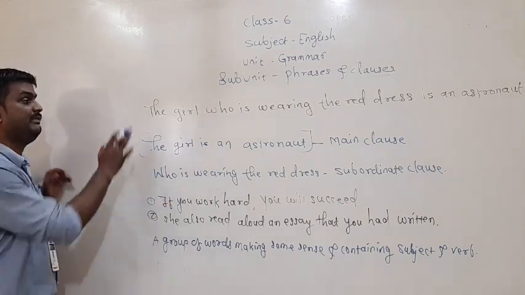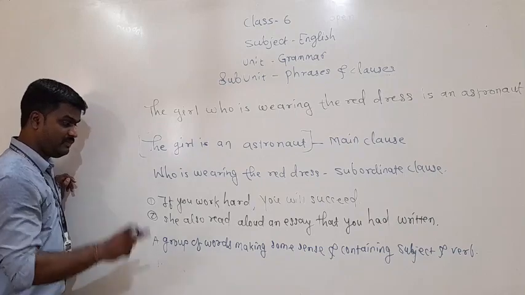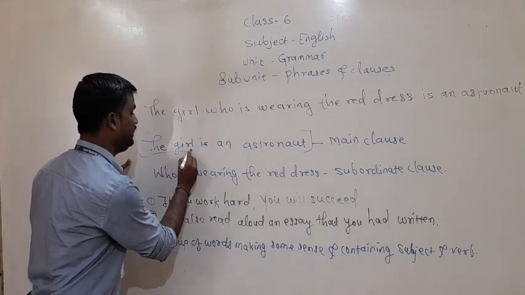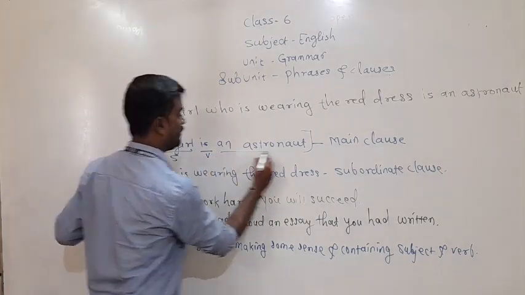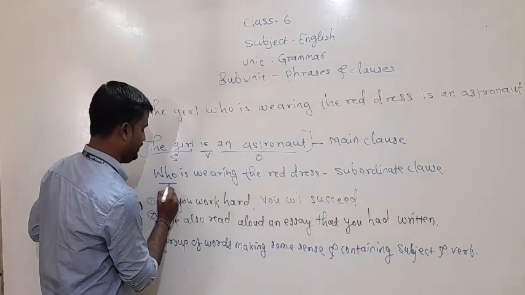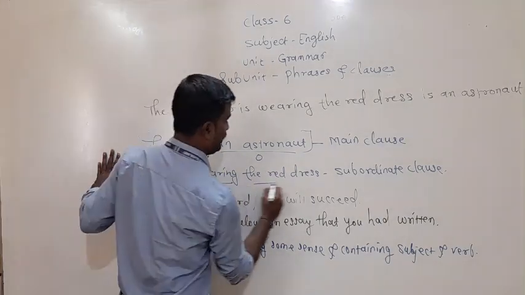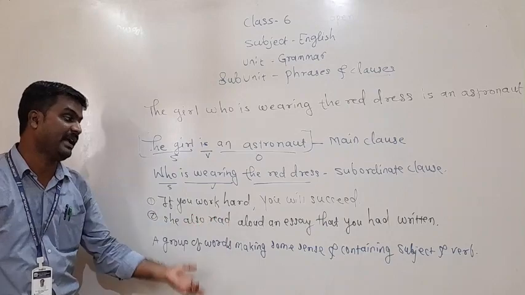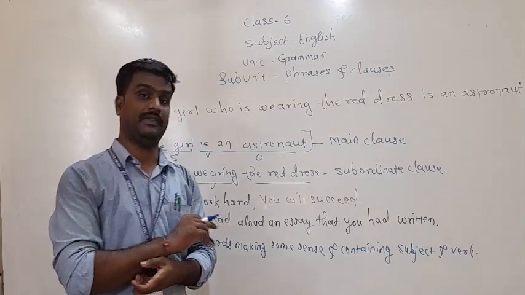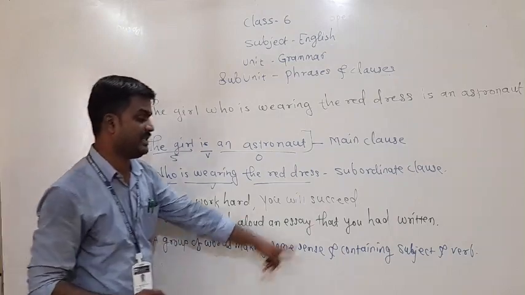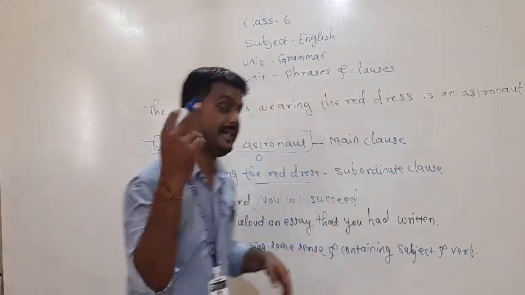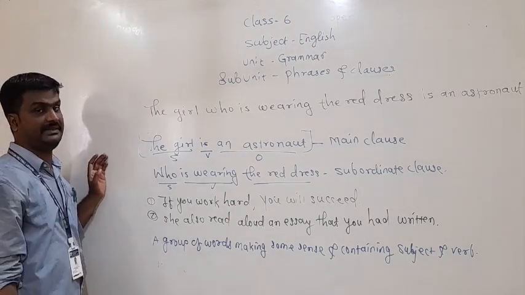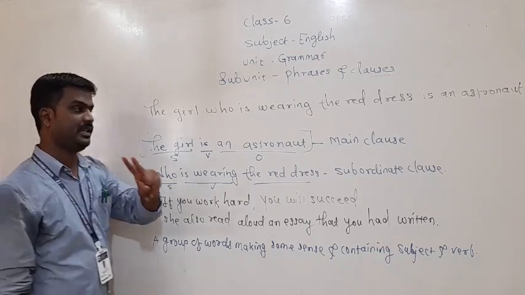Before that, I would like to explain with this example what is meant by clause. A clause means a group of words making some sense and containing subject and verb. Look at this statement. The girl is the subject, is is the verb. Who is the subject, is wearing is the verb, the red dress. We are getting subject and verb structure in both statements, and that's why it is called a clause. When the statement is making some sense but not complete sense, that's called a clause. Friends, there are two types of clauses.